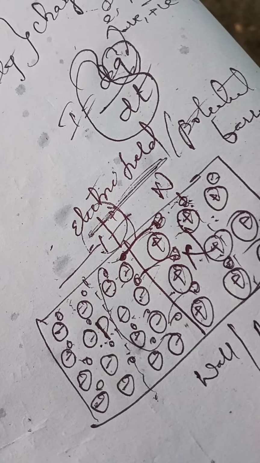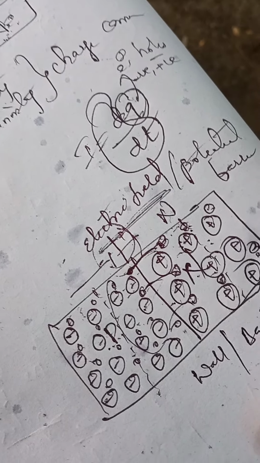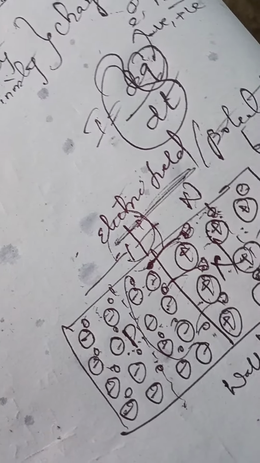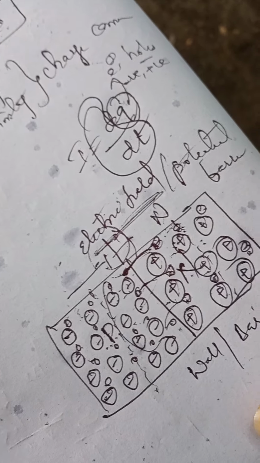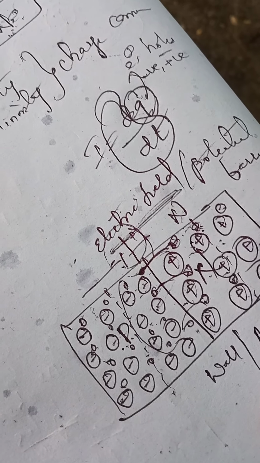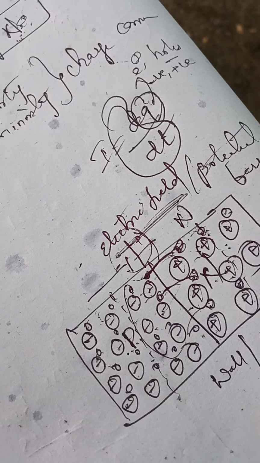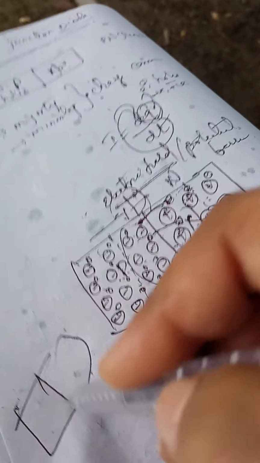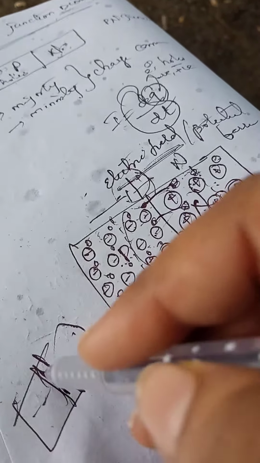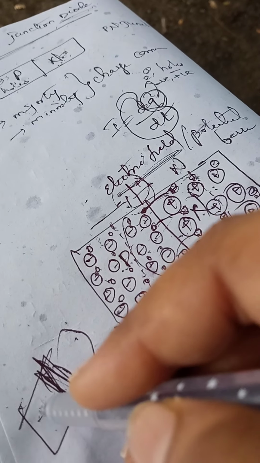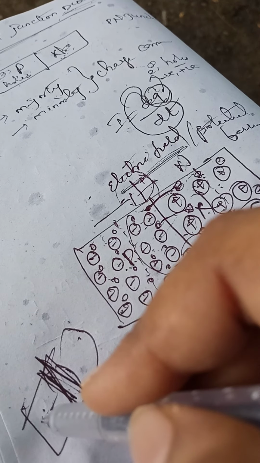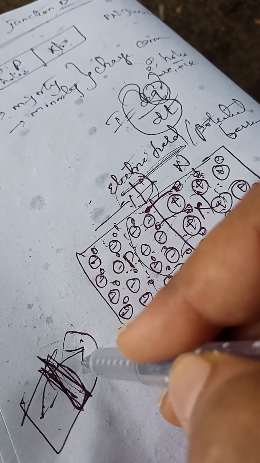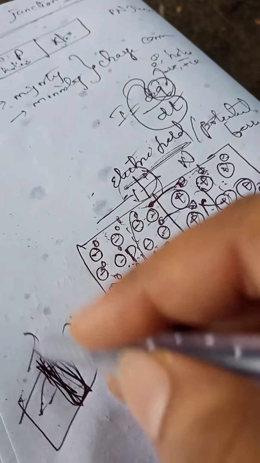Then the question is how we can overcome this barrier. Take the example: if two rooms are connected together by means of a wall. Assume the members from this room want to move towards the other room, but in the middle it has a barrier, it has a wall.